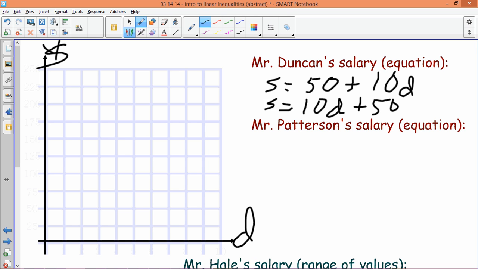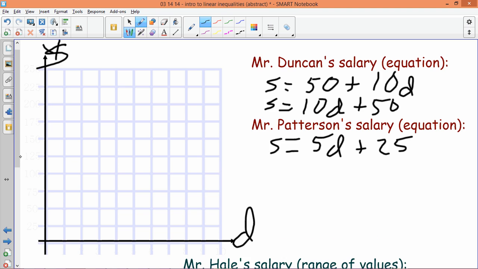Now, Mr. Patterson's salary is going to be s equals 5d plus 25 for the same reason. He makes $25 as his base salary plus an additional $5 for each day the company's open. So what we're going to do is graph these two things. We're going to graph s on the vertical axis and d on the horizontal axis.